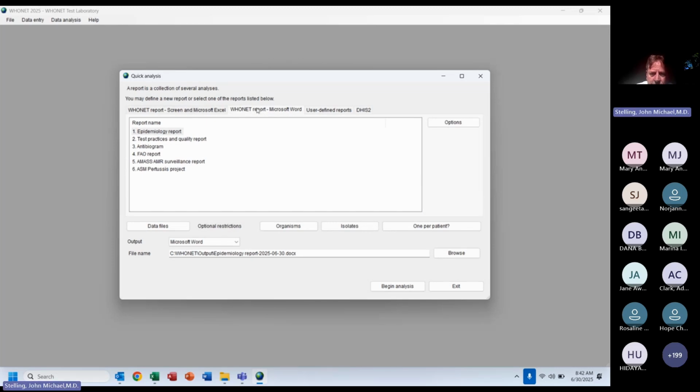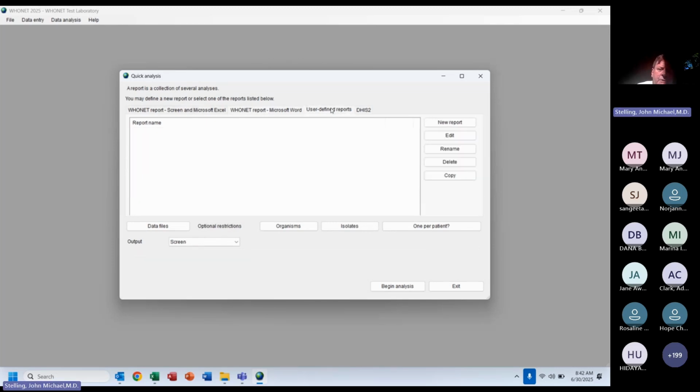We are giving you these. And then here it says user defined, where you can make your own. So let me start off with, what should I do first? Yeah, I'll do the Excel screen version. We have a new one here. So many of you, I hope, are familiar with 1, 2, and 3. Those we've had for a number of years. So I'm going to show you number 4 with the antibiogram approach.